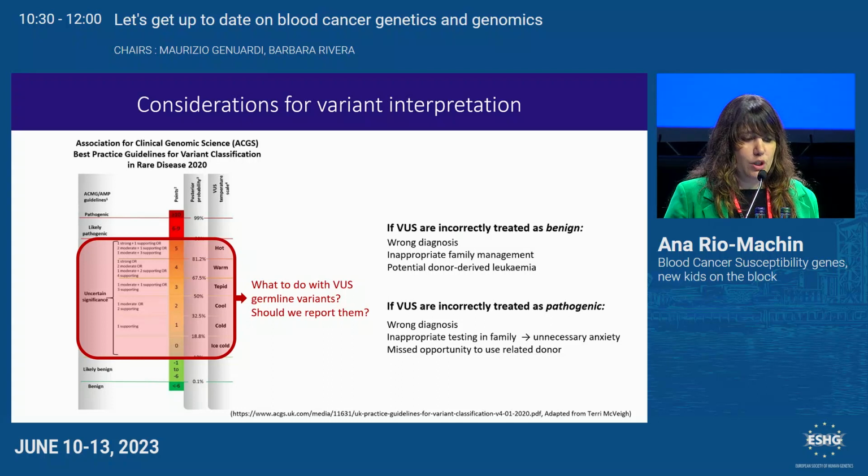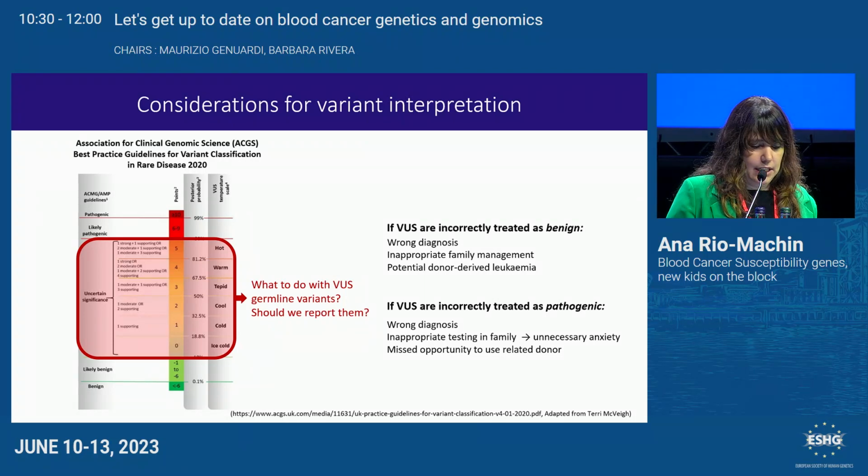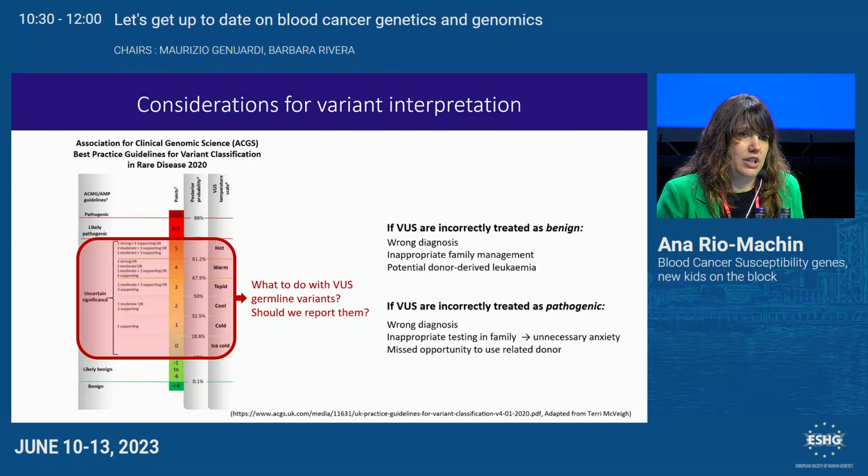But if a VUS is incorrectly treated as pathogenic, then we are creating unnecessary anxiety for the family. We may also miss the opportunity of using a related donor for the bone marrow transplantation, and we may not find any other appropriate or matched donor for this patient.